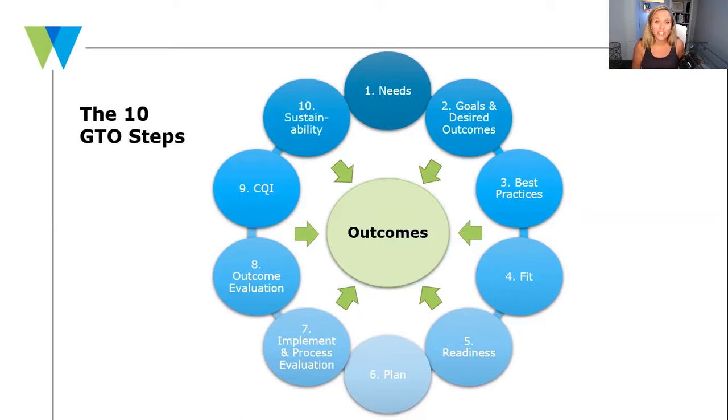Once we know what we're going to change, we want to know how to change it. So we select a program. And there's huge fields out there on evidence-based practices. Evidence-based practices is one of the largest areas of funding. In the research to practice model, we keep funding and funding new evidence-based programs. And so all of that funding and all of that work falls into just step 3 of GTO, best practices.